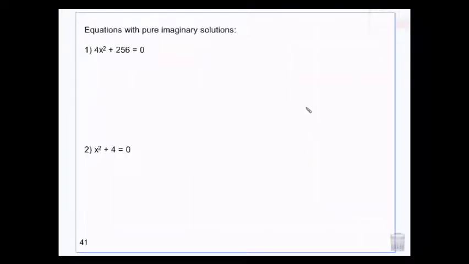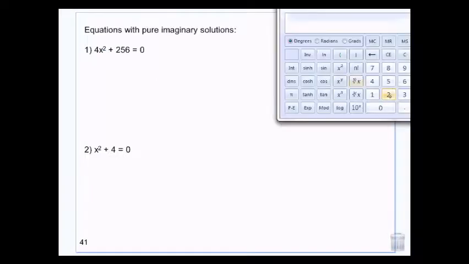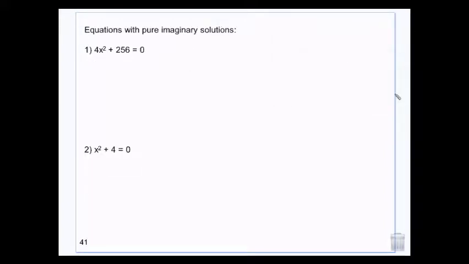Equations with pure imaginary solutions. What we want to do is we're going to solve this. It's 256 divided by 4. Let me just double check that real quick. It does. Okay. So I'm going to subtract 256 from both sides. And I'm going to get 4x squared is equal to negative 256. And then I'm going to divide both sides by 4. And I'm going to get x squared is equal to negative 64.